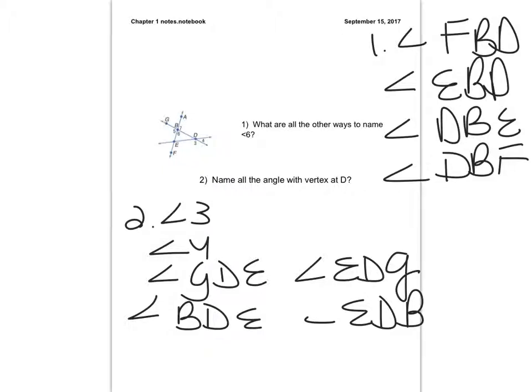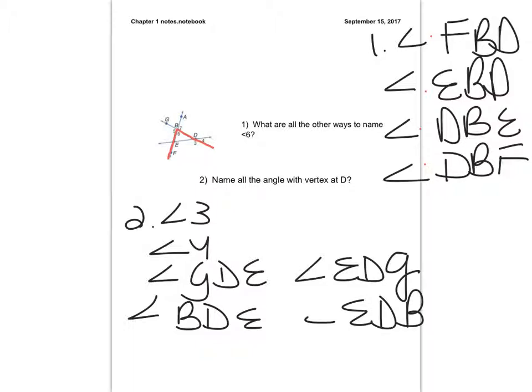So for number 1, all the other ways to name angle 6. Angle 6 has this side ray and this side ray that make it up. So you can do FBD, or you can do EBD. You can also do the inverses of that, so DBE and DFB. Those are the 4 combos.